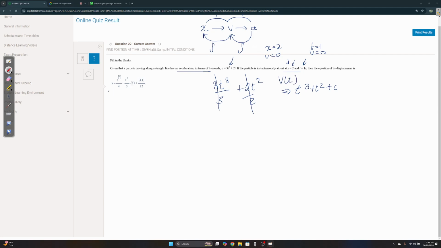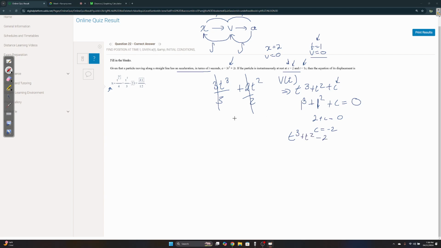We found velocity. Remember, we're looking for displacement. We need the c to continue. How do you find the c? They told us that at time equal to 1 second, v is equal to 0. So if you substitute 1 cubed plus 1 squared plus c, we're going to get how much as the velocity, 0. So you're going to get 2 plus c is equal to 0. So you get c is equal to negative 2. Okay, so our velocity is actually t cubed plus t squared minus 2.